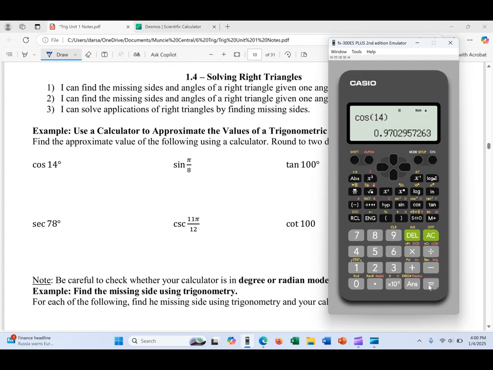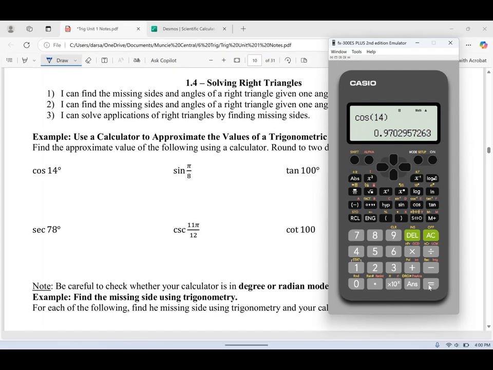The cosine of 14 is 0.9703 if we round properly. So you can see it's pretty easy to use your calculator to do all of these little functions.